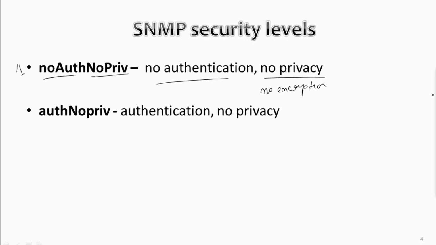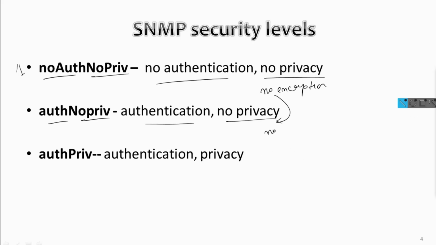Second, we have authNoPriv. That means authentication but no privacy. This security level uses HMAC with MD5 for authentication, and no encryption is used for privacy. Then we have a full-fledged security level which is authPriv, authentication and privacy. This security level uses HMAC with MD5 or SHA for authentication, and encryption uses the DES56 algorithm.